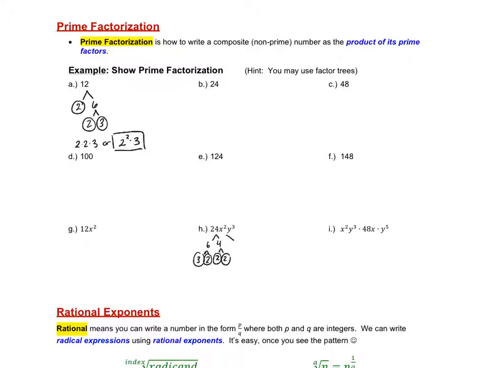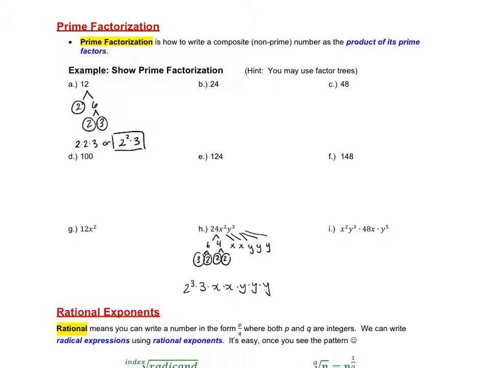And now the exponents. We have x, x, and then y to the 3rd. Y, y, y. So that would be 2 to the 3rd times 3 times x times x times y times y times y. Or you could leave that as 2 times 2 times 3 times 3 times x times x times y times y times y. When they're variables, I like to leave it expanded like that so that we can really see what resulted in the x squared y cubed.